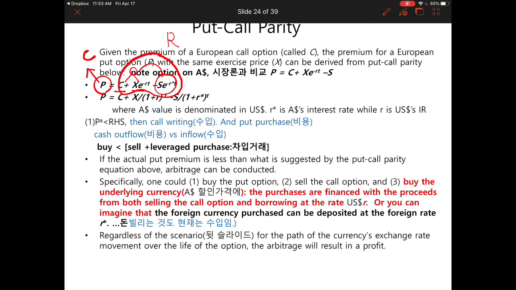So let me read this one. Cash outflow happens. Is it on the right-hand side or the left-hand side? You can say the left-hand side. Do you have any cash inflow on the other side? Yes, you have. Where? On the right-hand side. So if the cash inflow as of today becomes greater than the cash outflow, you have still some leftover. That's a good thing. That's the arbitrage.